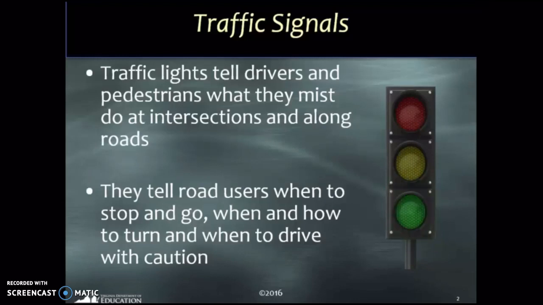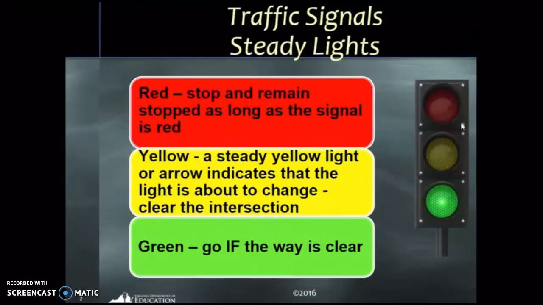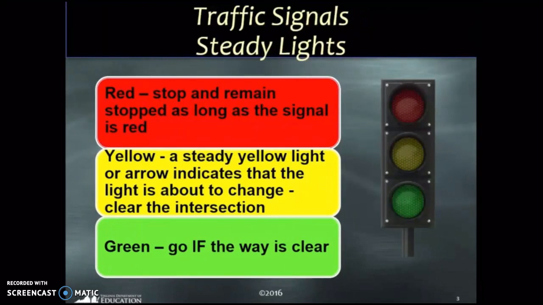This is the standard traffic light tree with the red light on top, the yellow in the middle, and then the green light at the bottom. When you're looking at the traffic lights, we all know that red means to stop, and you are to remain stopped as long as the signal is red. Yellow indicates that the light's about to change. You should either make your way through the intersection, or if you can't make it through the intersection before it turns red, you need to stop at the intersection.